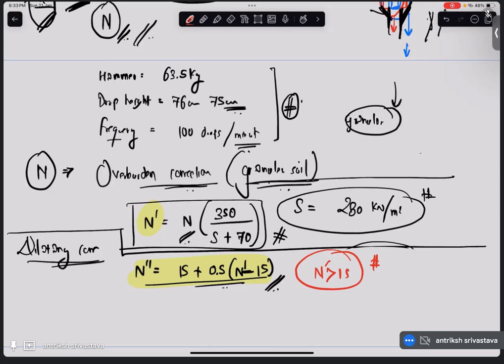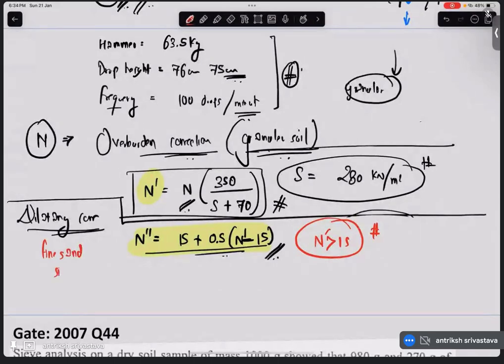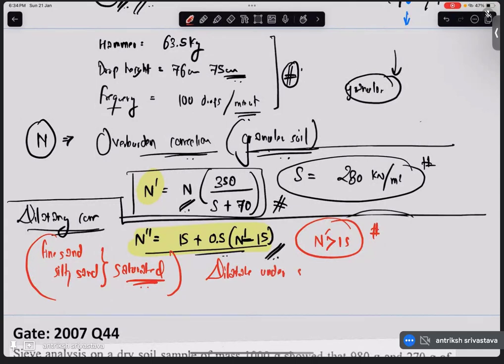So when do we do this correction? We do this for fine sand, silty sand that is saturated. Why? Because this sand can dilate under stress or impact, and cause negative pore water pressure, thereby increasing the effective stress. So that is why we apply this dilatancy correction.